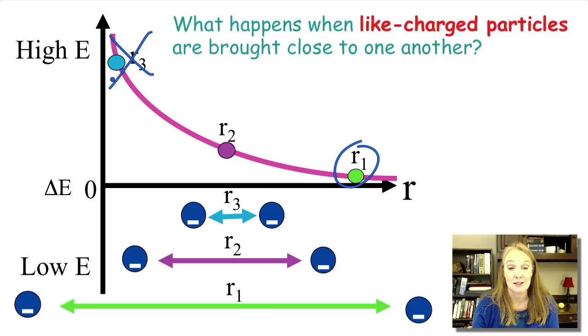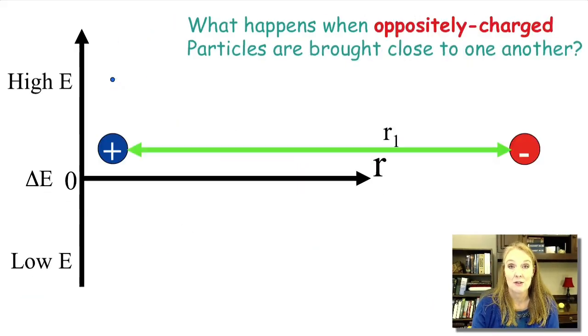Okay, now let's change the system. When I flipped that blue magnet over, what I was doing was changing it so that the opposite poles of the magnet were then facing each other. So let's do that on the next graph. What happens when oppositely charged particles are brought close to one another? Let's graph that this time.